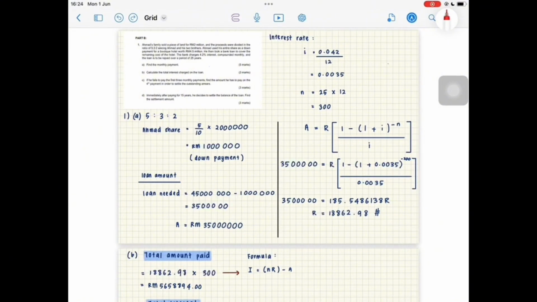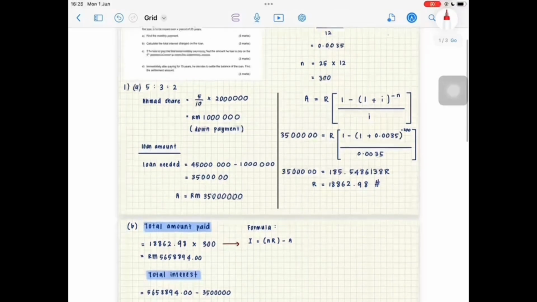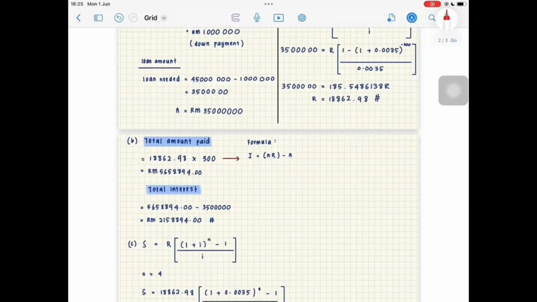And then we have to find the interest rate, which is K over M. Then we got the answers. Then we have to find the n, which is 25 multiplied by 12. As you can see, I take 12 from the question because it's a monthly payment. Then we got 300. Then we can use this formula and just fill in all the values we got. And finally, we got the monthly payment, which is 18862.98.